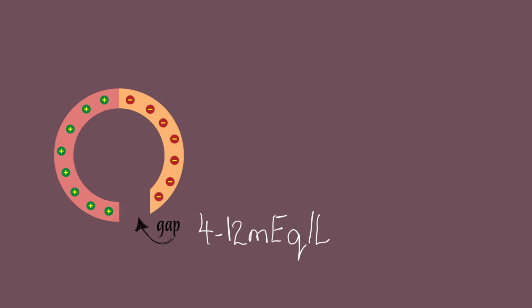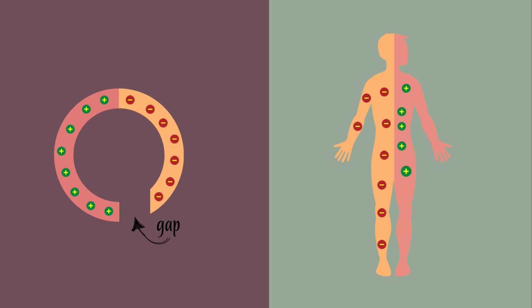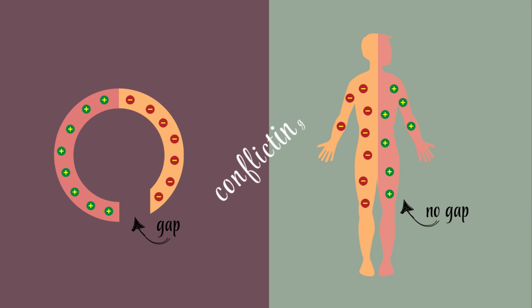The anion gap is the difference between cations and anions in plasma. A normal gap is anywhere between 4 to 12 milliequivalents per liter. Plasma, which is the liquid part of blood, is electrically neutral. That means there is an equal number of cations and anions. So, do these concepts contradict each other? They don't. The anion gap is a calculated value.